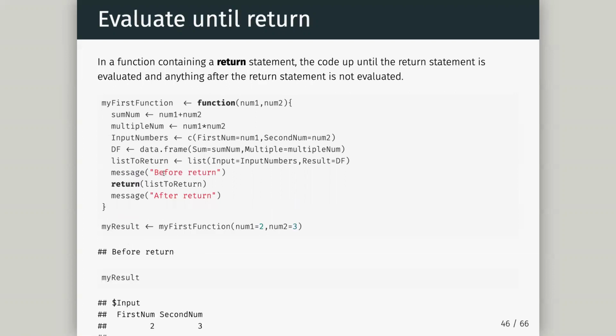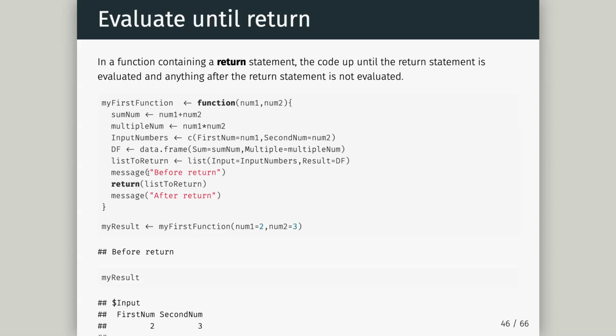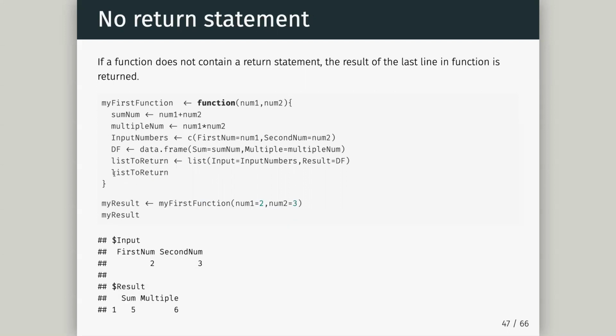So in this case, usually I would write return list to return. If I just have list to return as the last line, it's going to pass that back out of the function. Okay, so I don't need to officially write return. For readability, I recommend always including this return statement. It's just a feature of R, you don't need it. Okay, so exactly the same as this one. I just leave that without the return.